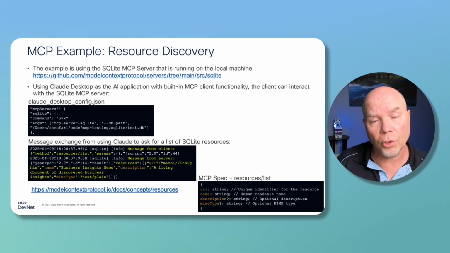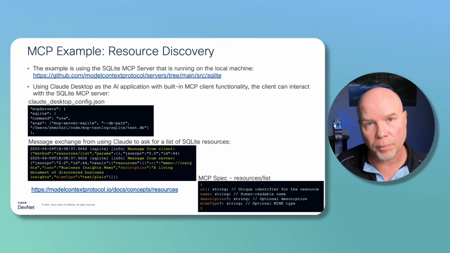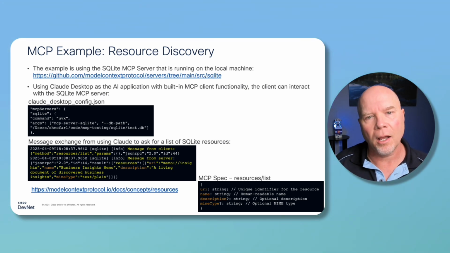So let's look at a resource discovery example here. I've got another MCP server, which is SQLite, that I'm running in my environment. In this case, my MCP application or MCP client is Claude Desktop. So I would go into my Claude Desktop config and enter my MCP server utilizing the standard documentation that you see in the GitHub repo for each server.